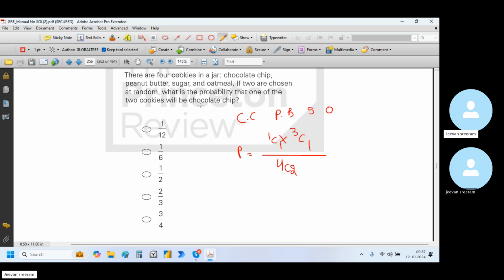If you really want an event in which one of the 2 cookies you select should be chocolate chip, the event can happen like this. 1C1, chocolate chip is going to be there for sure in that event, right? And the remaining, how many? Another one must be from 3 options: peanut butter, sugar, and oatmeal. Right? So 3 by 4 into 3 by 1 into 2. Let me write 1 into 2 here. 1 by 2 is the correct answer.